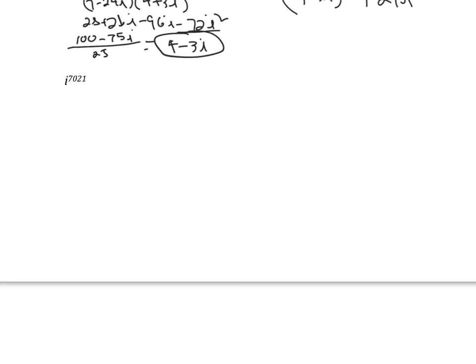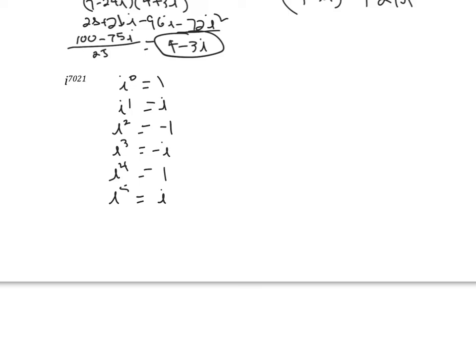Okay, i to the 7,021. So again, here's our pattern. i to the 0 equals 1, because anything to the 0 equals 1, except for 0 to the 0. i to the first is equal to i. i squared, by definition, is equal to negative 1. i cubed is equal to negative i. And i to the fourth, we're back to 1. And then i to the fifth, we're back to i, etc.